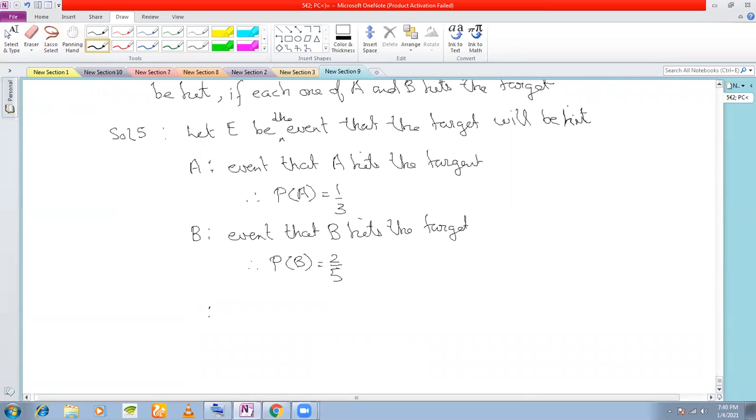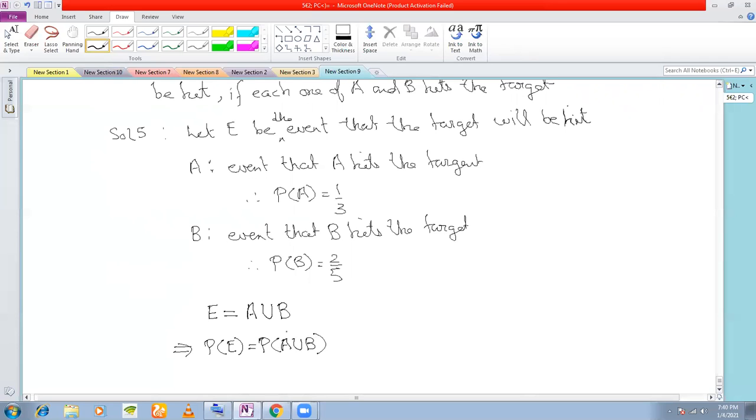So therefore, when will the target be hit? When will the event E occur? When either A or B hits the target, A union B, right or wrong? If at least one of A or B hits the target, that means what is P(E)? It is P(A union B).